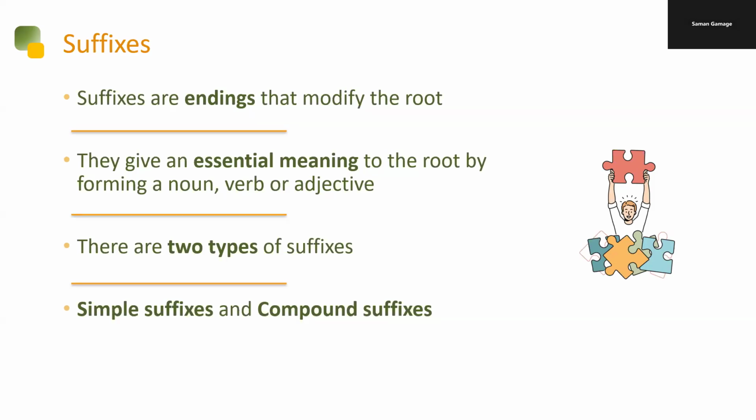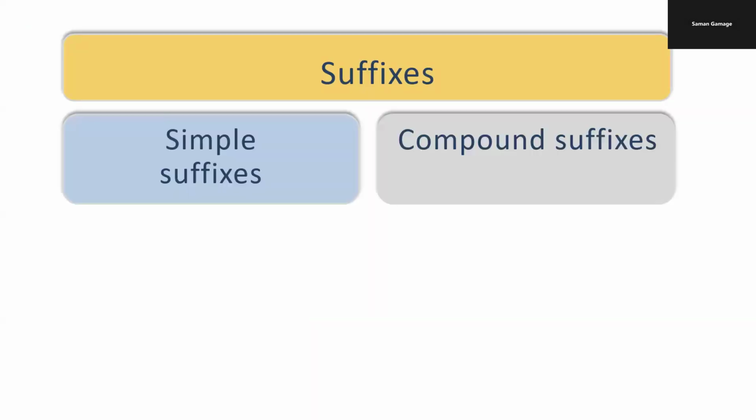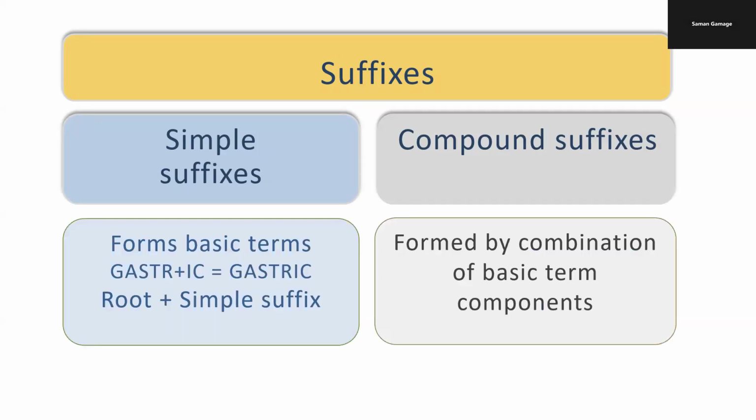So let's learn about suffixes in more detail. There are simple suffixes and compound suffixes. Simple suffixes form basic terms. For example, gastro plus ic, gastric. This means a combination of a root with a simple suffix. Ic is a simple suffix.